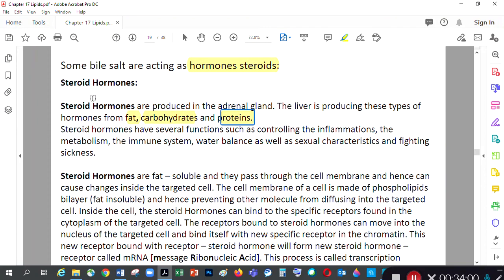Now these steroid hormones are produced in the liver, and they have several functions. They control inflammation in the body. They control metabolism. They control the immune system. They control the water balance in the body as well. Believe it or not, they control the sexual characteristics in the body and fight sickness. So you will see some of those. You might be familiar with them.